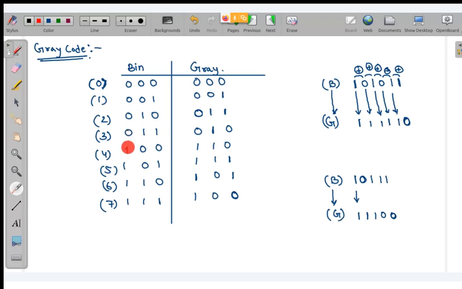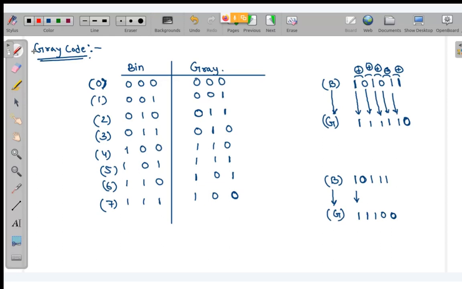The MSB is changing from 0 to 1, the middle bit is changing from 1 to 0, and the LSB is changing from 1 to 0. But now go to the gray equivalent. Look over here, only this MSB is changing from 0 to 1, and the remaining bits are not changing. So remember this: in gray code, only one bit changes between consecutive numbers.